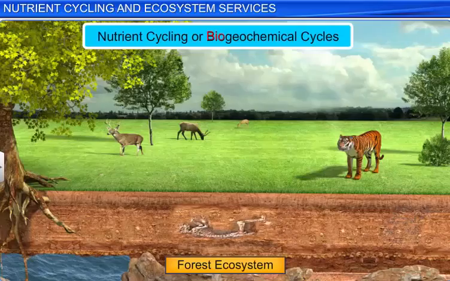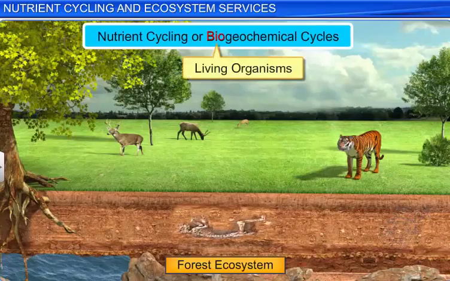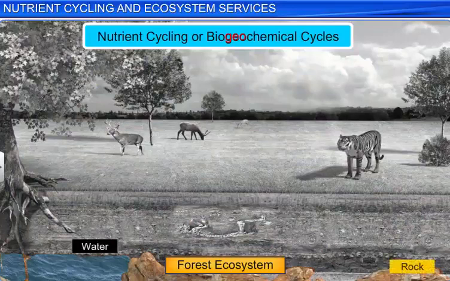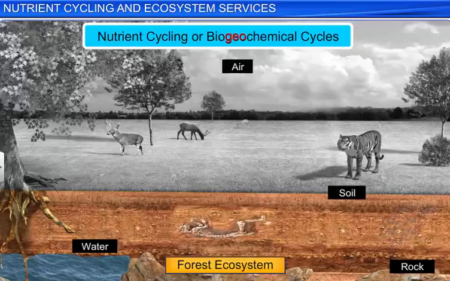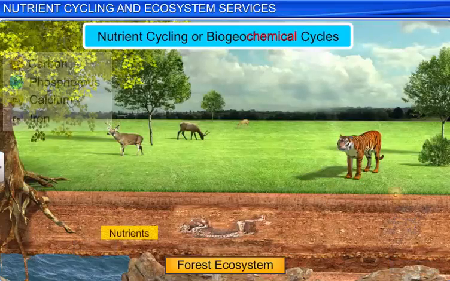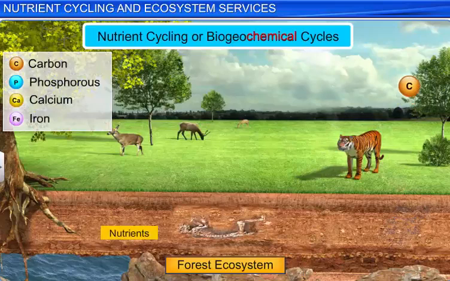Here, bio refers to living organisms and geo refers to water, rocks, air and soil on the earth, and chemical refers to nutrients such as carbon, phosphorus, calcium and iron, to name a few.